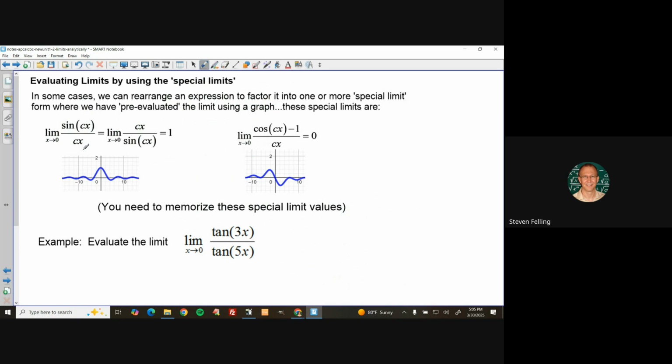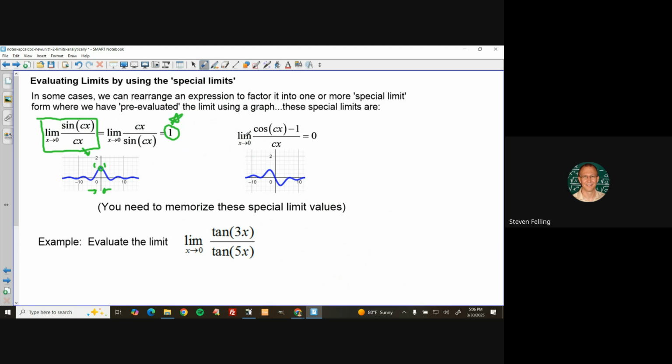Actually, this one looks like this. It looks kind of like a peak here at 1, and then it oscillates around 0 after that. But that means that as we're approaching 0, graphically, by graphing this function, we are always approaching the value 1 on the left and the right. So this specific special trig limit can be immediately replaced with this memorized result of 1.